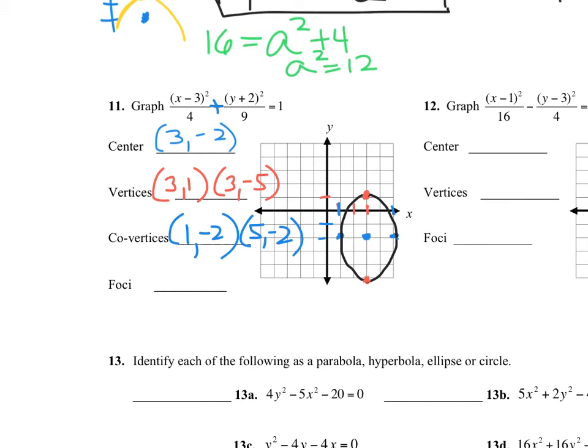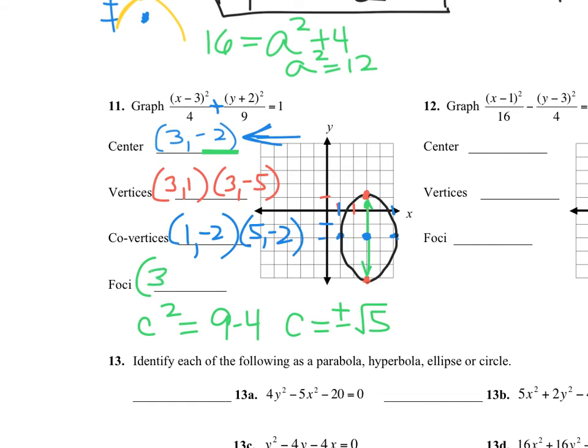Okay, and now for the foci. C squared equals big number minus small number. C squared equals 5, C equals plus or minus rad 5. Now, what that means is that it's going to go up and down from the center, rad 5. So here's my center, right here, this point. And so the foci are going to go up and down, which only affects the y value. So my foci would be at 3, and then from negative 2, I would go up and down a distance of rad 5. Whew.